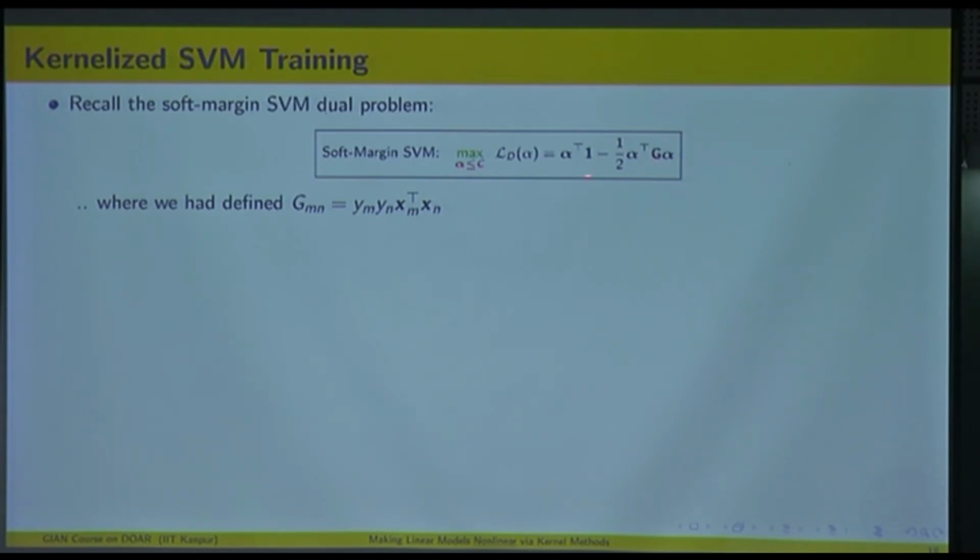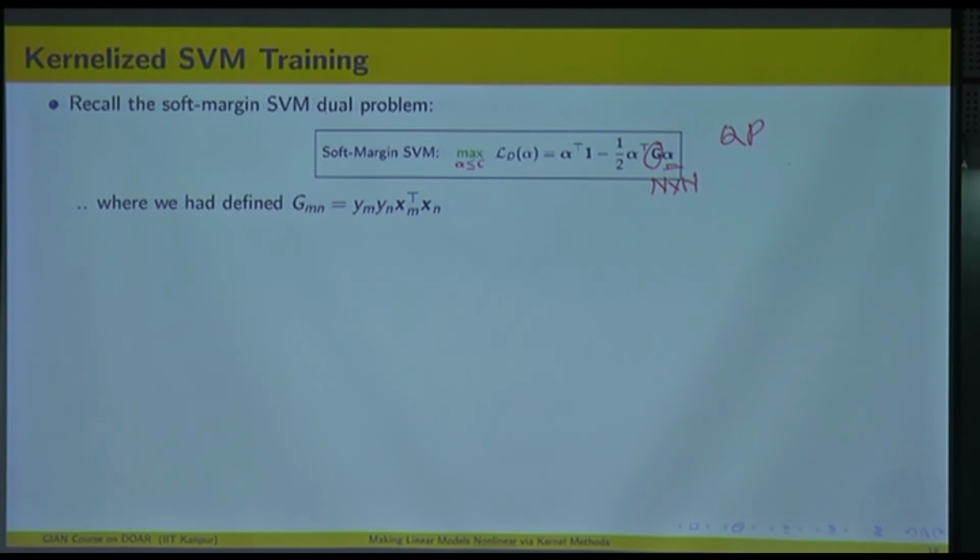This is the term. So this is the quadratic function because alpha is the variable that you are trying to optimize. It's a quadratic function in alpha, which is why it's called a QP, quadratic program. The data appears in this term G, where G is an n by n matrix. If you have n training examples, then this G matrix is an n by n matrix, where each entry of G is in this form.